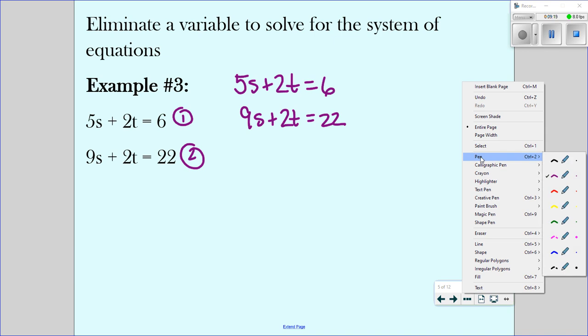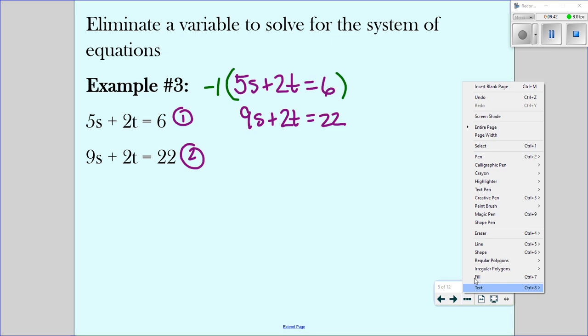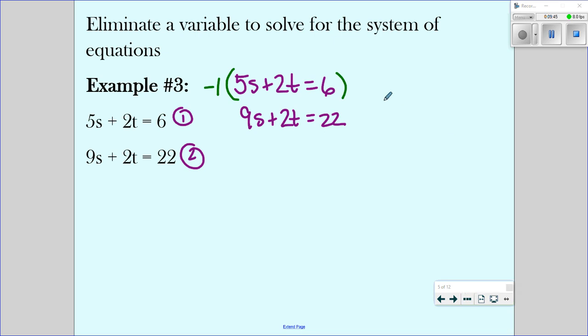All right, so for this one, I want to make one of the 2t negative. So I'm going to go with the first one. If I'm going to make that negative, I have to make the whole equation negative. So basically you're multiplying it by negative 1. So I'm going to be changing the first equation by multiplying by negative 1. So this would be negative 5s, negative 2t, and this would be negative 6.